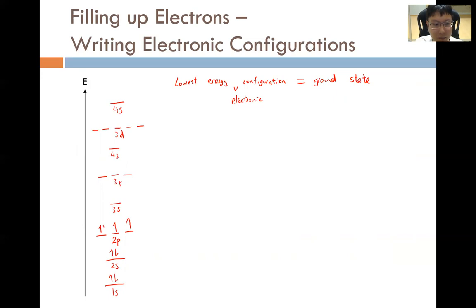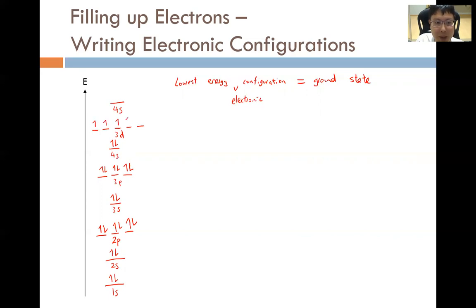And then the next electron, I have no choice but to pair it up. Next one, next one. So I'm just filling up electrons as I have to do so for a varying number of electrons. And this is the order in which the electrons will be placed in the atomic orbitals.